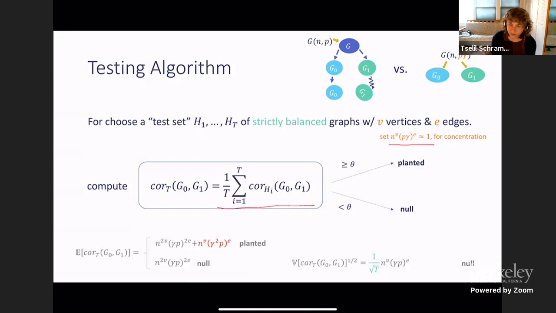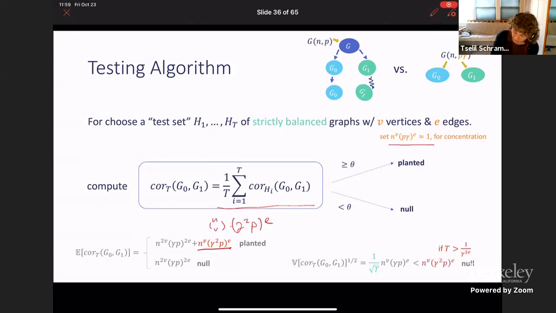The analysis is essentially what I described to you in the previous pages. The expectation in the planted case will be larger by n choose v times a gamma squared p to the e factor. And the standard deviation in the null case is going to be like the square root of the expectation, and we get to divide by 1 over root t. So as long as we take t to be inverse polynomial in gamma to the e, we get that the variance in the null case is small compared to the increase in expectation in the planted case.